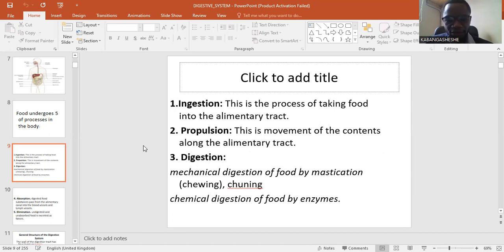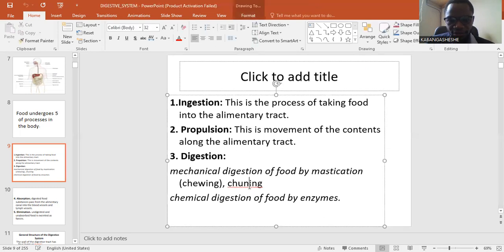Then later on, we have digestion now in the stomach. In the stomach, physical as well as chemical digestion continues. In the stomach, we call it churning, while in the mouth, we call it chewing or mastication. Both of those processes are physical digestion. Then chemical digestion progresses in the stomach. So there's initiation of breakdown of protein as well as lipids.